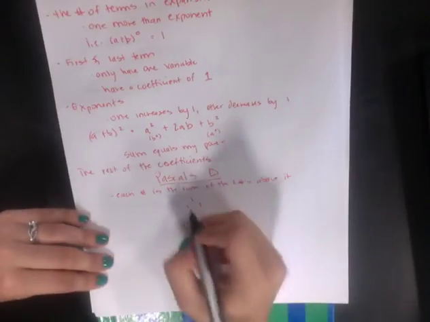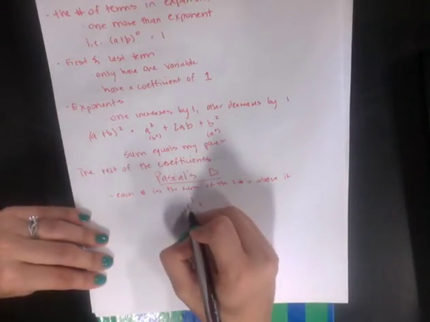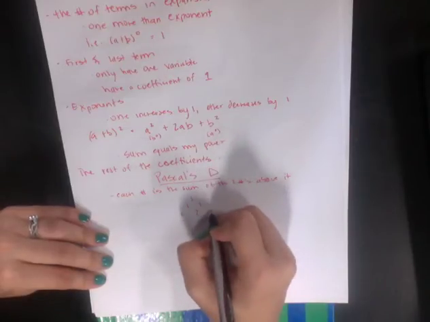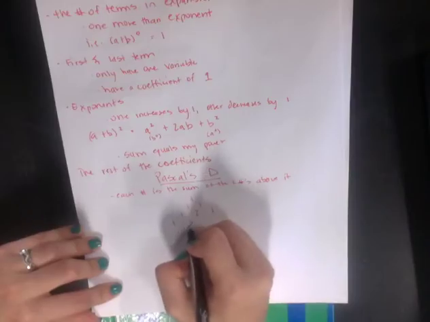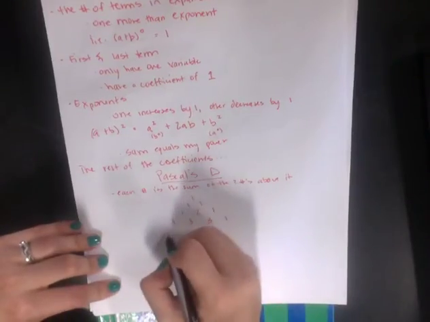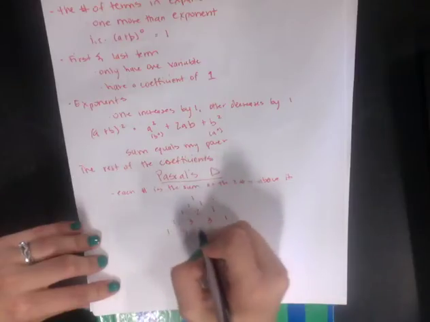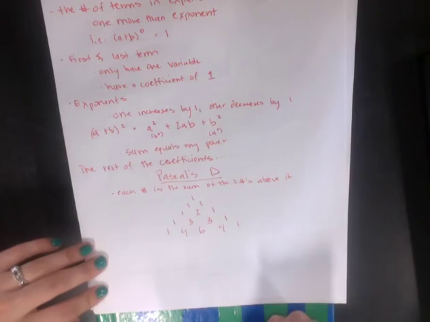Now, again, 1 and 0 is 1. Now here I have 1 plus 1 gives me 2. 1 and 0 is 1. 1 plus 2 is 3. 2 plus 1 is 3. 1 and 0 is 1. 1 plus 3 is 4. 3 plus 3 is 6. 3 plus 1 is 4. 1 and 0 is 1.